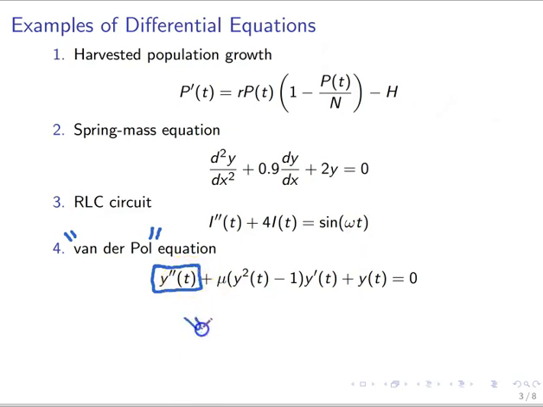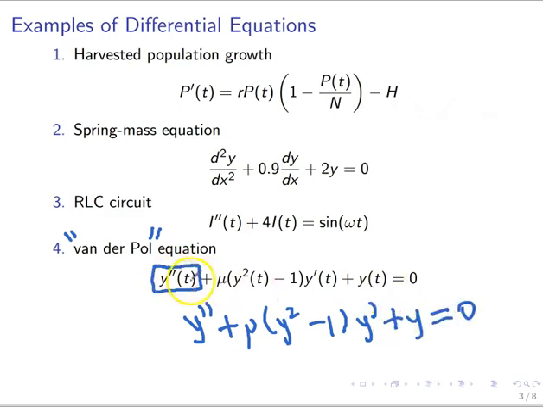This is an example where usage of the prime notation is also enhanced by specifying what is the variable of differentiation. So we could write the same equation in short as y double prime plus mu times quantity y squared minus 1 times y prime plus y equal 0. In other words, we could drop that parenthesis specifying the independent variable of that function and write this in terms of prime notation. It would look like that. Or alternatively, we could write the same equation using the quotient notation.